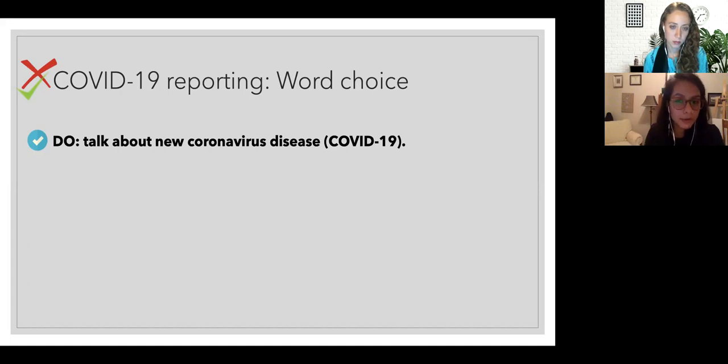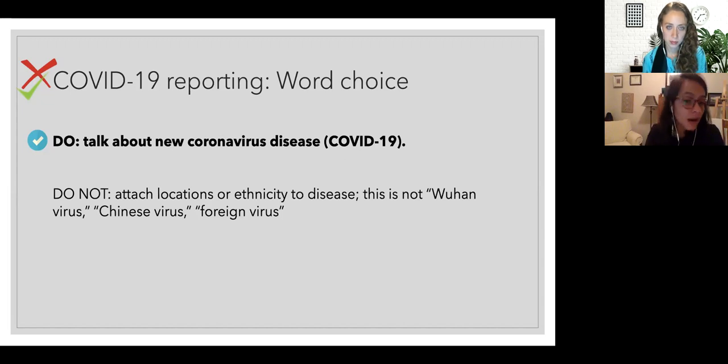Do talk about coronavirus. That goes without saying, but what we're talking about here is that we want to specifically call it by its name. So the new coronavirus or COVID-19. We do not want to attach any locations or ethnicities to the disease. So we don't want to refer to it as the Wuhan virus, the Chinese virus, or the foreign virus.